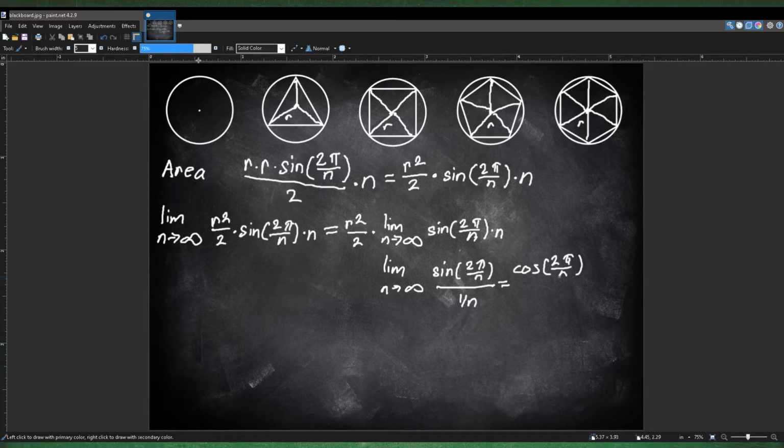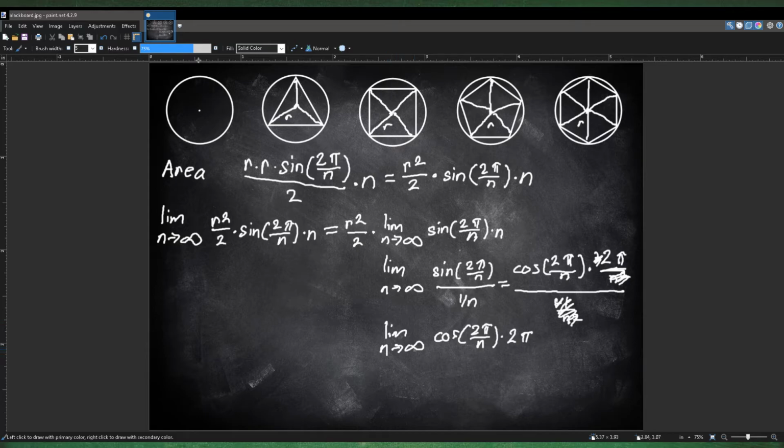So we have to apply the chain rule inside. It looks kind of bad. Okay. And then the derivative of the inside, 2 pi over n, is just negative 2 pi over n squared. Now the derivative at the bottom is just negative 1 over n squared. And now we can cancel out the negative, and then cancel out the 1 over n squared from these two. So all we are left with is the limit as n approaches infinity of cosine of 2 pi over n times 2 pi.